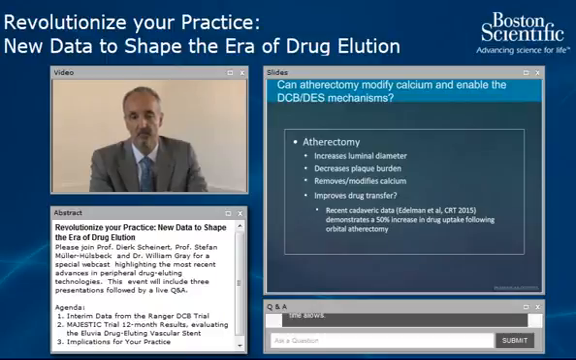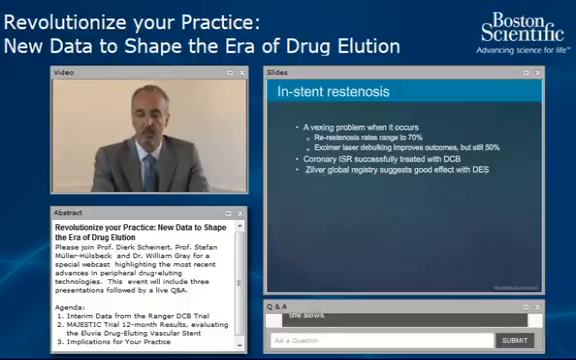And in fact, there's some recent data from Elazar Edelman's lab that suggests that in cadaveric models, the degree of drug uptake is about 50% increased after orbital atherectomy in his model, suggesting that, in fact, not only modification but uptake may be important. The next difficult patient population is the in-stent restenosis.